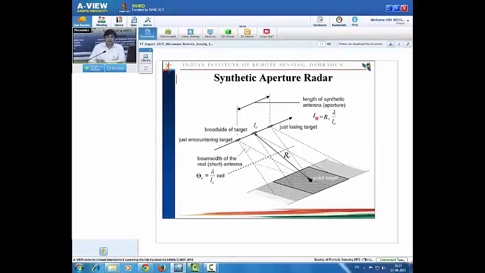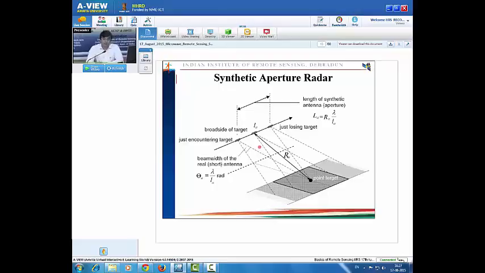there are two resolutions. One will be azimuth resolution and the other will be range resolution. It means that a single SAR resolution cell will have two resolutions: one is azimuth resolution, another is range resolution.